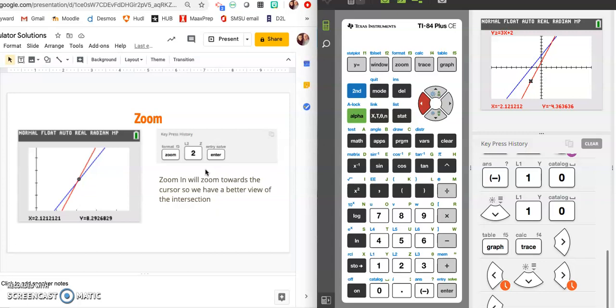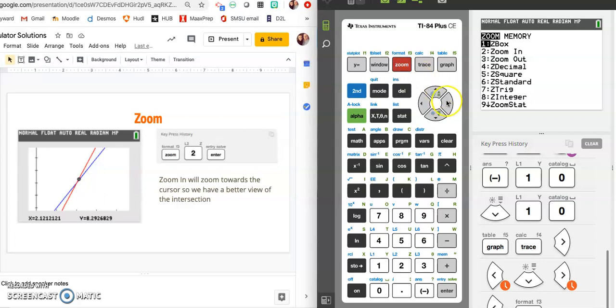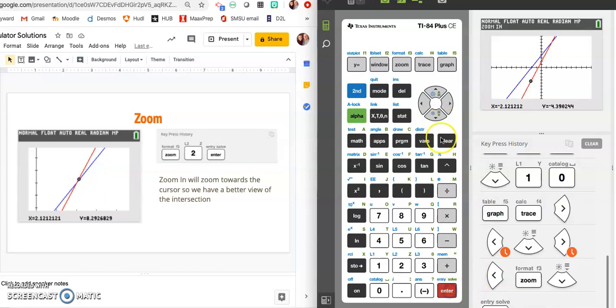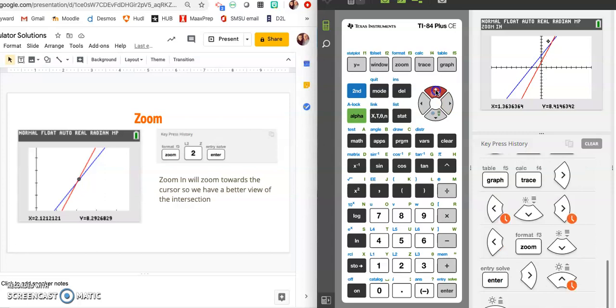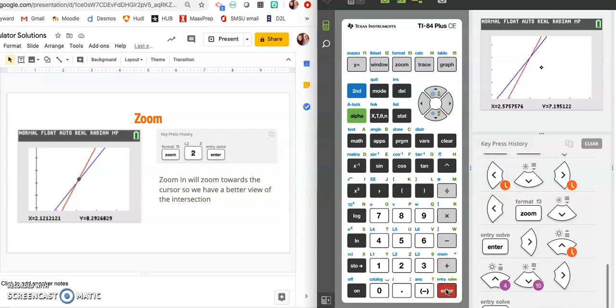Another thing that you can do is zoom. If we hit the zoom button, we want to zoom in on something, so we can select this 2, and I can slide this little target, like a scope, over this intersection point because that's the point that we're focusing on. Once I have it in the spot I want, I can hit enter, and it's going to redraw my graph zoomed in on that point. That changes your windows. You can zoom out, different things like that.